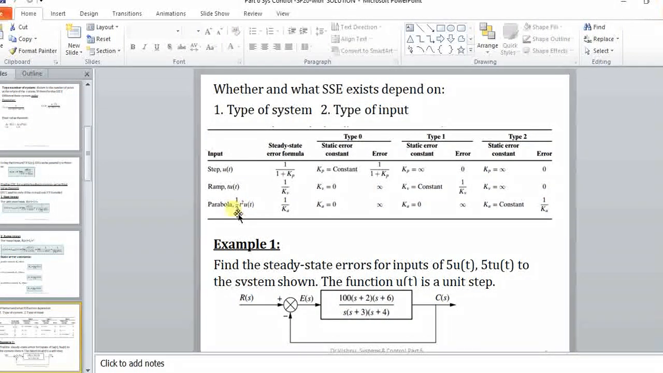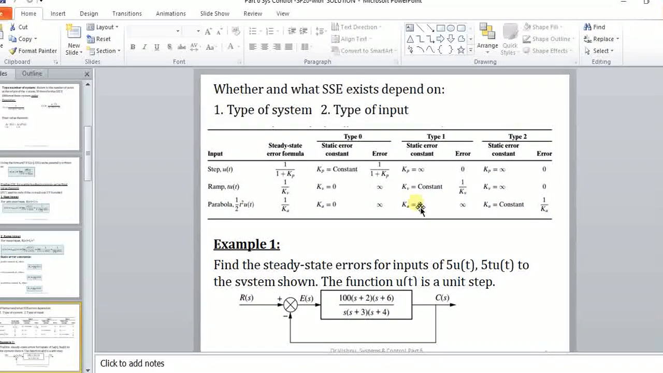Now parabolic input. A type 0 system will have infinite error, a type 1 system will have infinite error, and a type 2 system will have finite constant error. You can see in this table, all the diagonal terms have finite error. That means a type 0 system will have finite error with step input, a type 1 system will have finite error with ramp input, and a type 2 system will have finite error with parabolic input. This is the way we have to interpret this table.